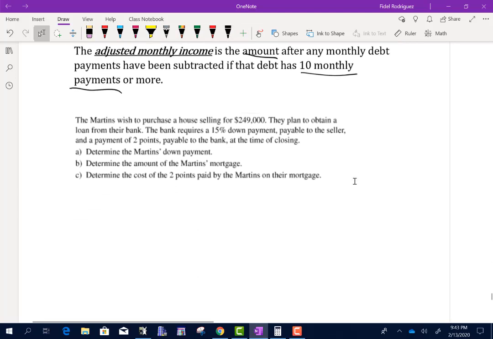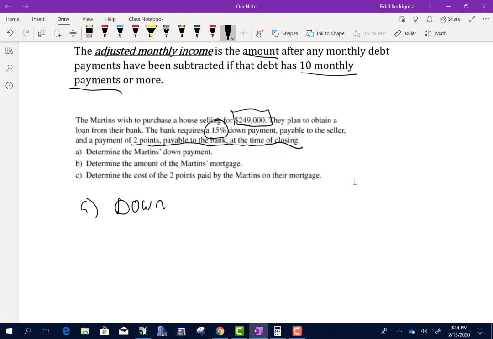All right, let's take a look at the first problem we have here. It says the Martins wish to purchase a house selling for $249,000. They plan to obtain a loan from their bank. The bank requires a 15% down payment payable to the seller and a payment of 2 points payable to the bank at the time of the closing. So part A says, let's find the down payment. To find the down payment, we know that they require 15%. As a decimal, that's 0.15 of the selling price, and the selling price is $249,000.